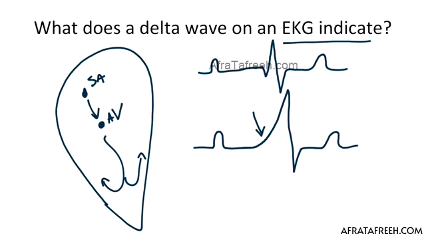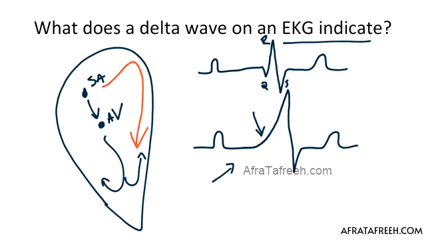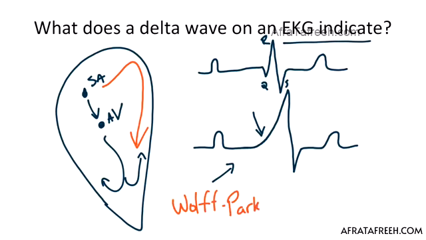Remember, the QRS complex, so QRS, indicates ventricular depolarization. In the EKG here, you can see that the ventricles are depolarizing a little early, and this is because there is an accessory pathway from the SA node that bypasses the AV node. The accessory pathway allows the ventricles to depolarize earlier than normal, and this is a high-yield syndrome called Wolff-Parkinson-White syndrome.